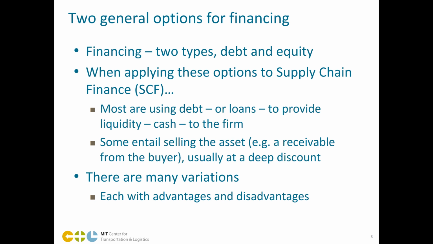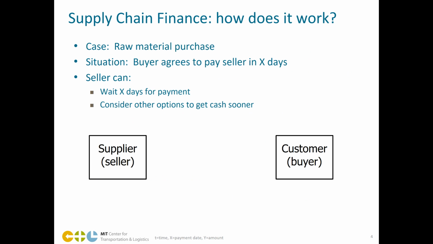Sometimes it does entail the sale of an asset, and the asset in most cases is going to be a receivable from the buyer. That is an obligation to pay from the buyer, and usually that occurs at a deep discount. In this case, the example I'm going to go over today is going to be factoring, and that's where they are selling the receivable. Again, there are many variations, and each has its own advantages and disadvantages.